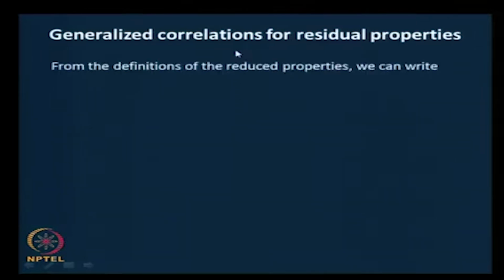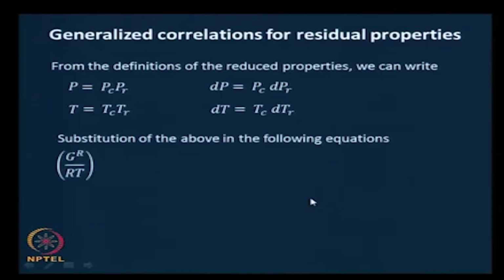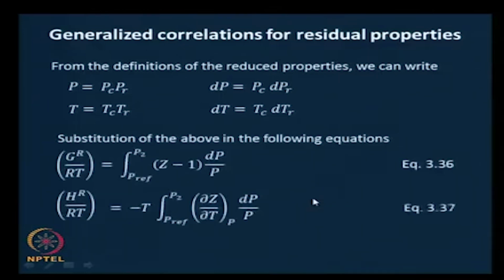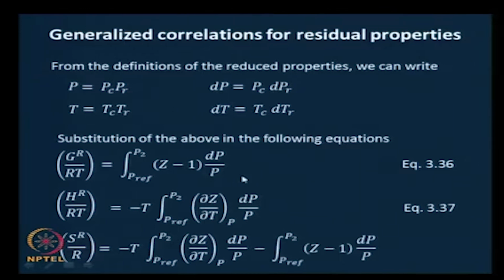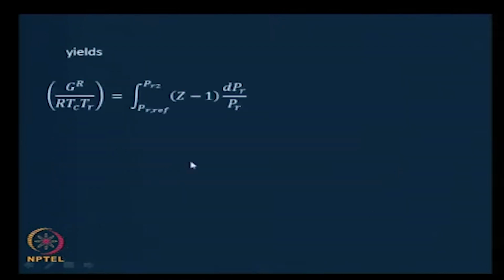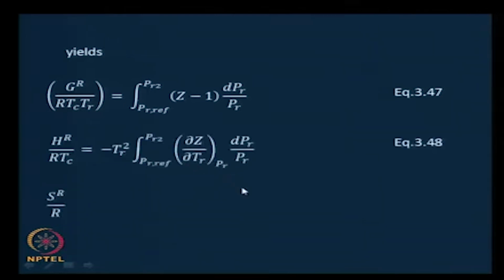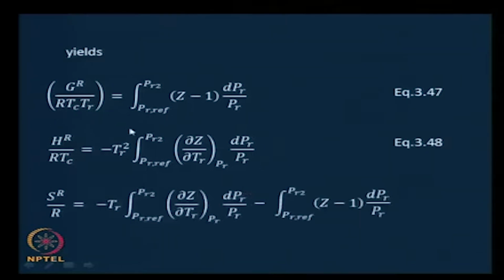Then you have a generalized correlation based on residual properties. To do that, we recognize that P equals Pc times Pr, and therefore dP equals Pc times dPr. You can do the same thing for temperature, and if you substitute these in the residual value expressions that we had derived, shown in the previous slide, you get the generalized correlations in terms of the residual values, the same form but in terms of the residual properties.